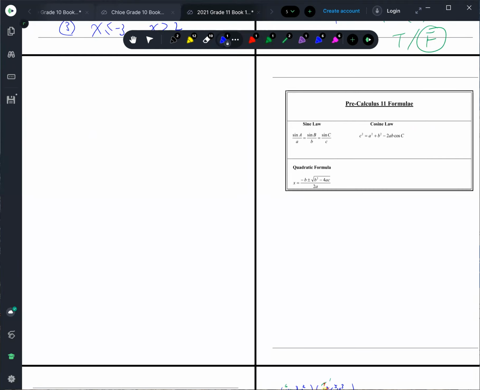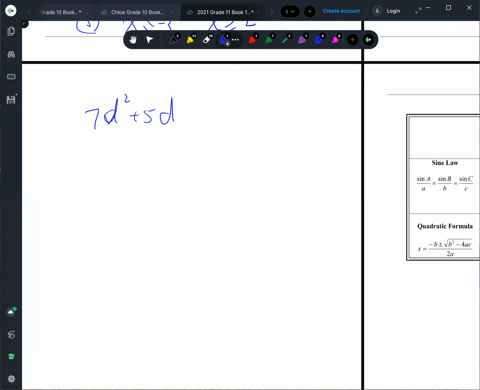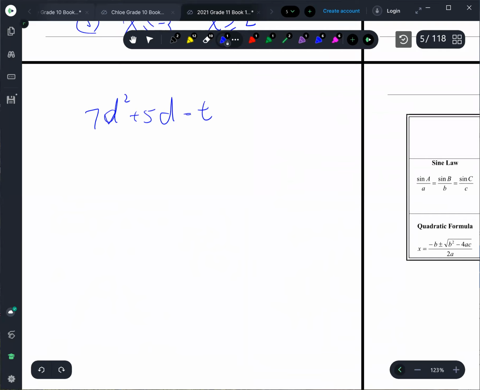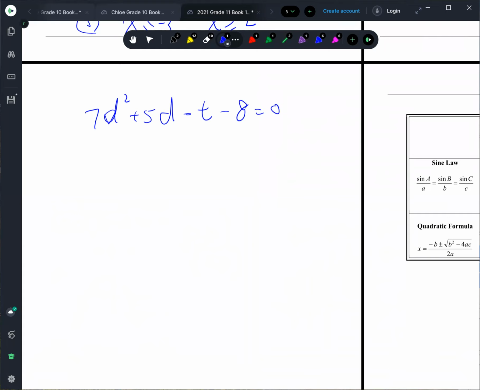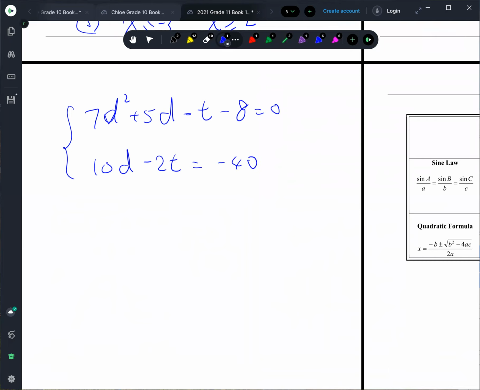It's 7d squared plus 5d minus t minus 8 equals 0, and 10d minus 2t equals negative 40. And this one we have to use substitution.